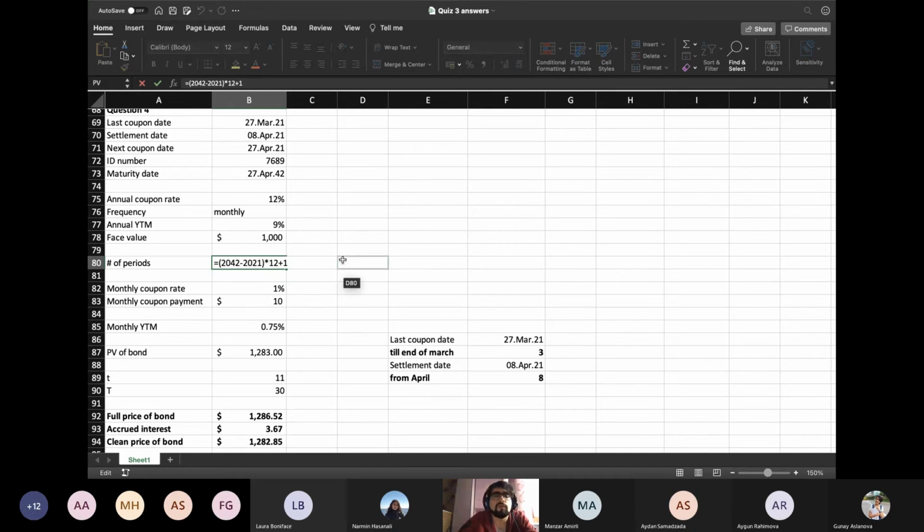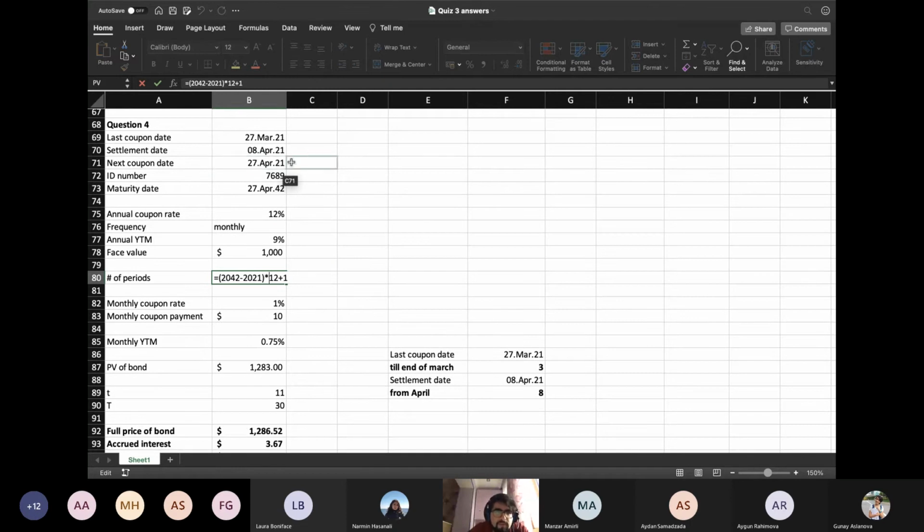And I told you this method for most of you. First, find next coupon date for easy calculation. Next coupon date and maturity date have the same days and months. Find the difference between them and add 1.